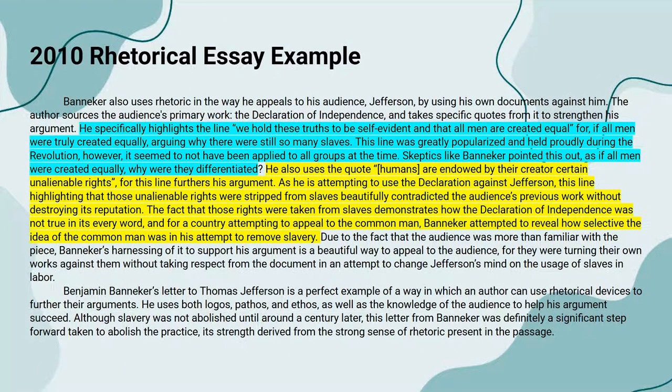And here it explains how the common man was, well, let me read this. "And for a country that's meant to appeal to the common man, Banneker attempted to reveal how selective the idea of the common man was in his attempt to remove slavery." So again, this is a lot stronger of a paragraph than the first one. And both of these, if this was the way my entire essay was done, I would be getting a 4 on evidence. And I'd say these two very strong pieces of evidence definitely strengthen the weaknesses of the first part, and that probably averages out to that 3 out of 4 on evidence.